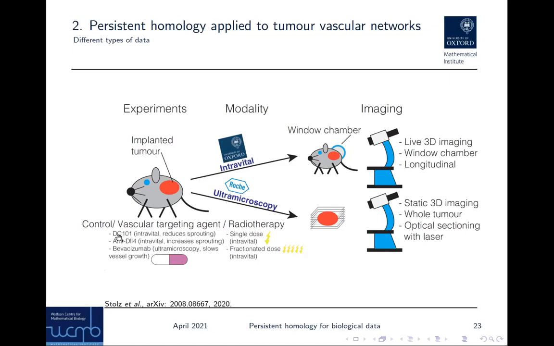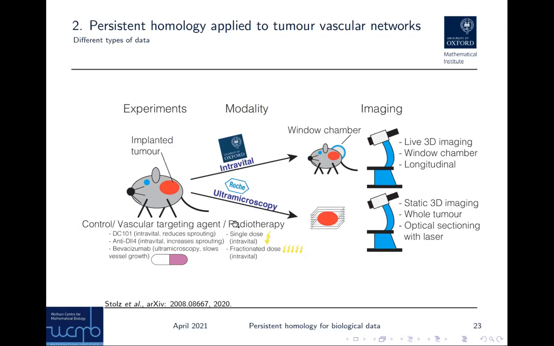In the Oxford dataset, we have DC-101, which reduces vessel sprouting and makes the blood vessels a little more normal looking. And then anti-DLL4, which increases vessel sprouting, so makes the whole thing look more abnormal. In the Roche dataset, we have bevacizumab, which is a common cancer drug, and this also acts to make the blood vessels more normal in the tumor. So for these treatments, we know how they influence the vascular architecture.